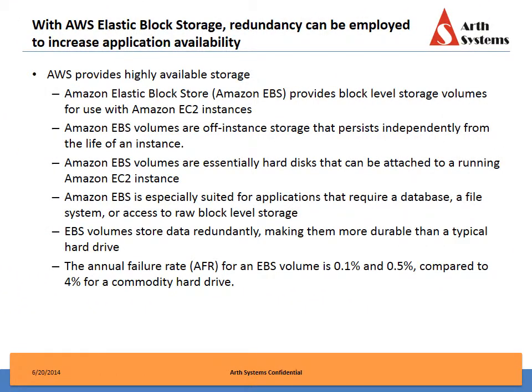AWS Elastic Block Storage can be employed to increase application availability. EBS provides block-level storage volumes that persist independently from the life of an instance and can be attached to any running EC2 instance. EBS volumes store data redundantly using snapshots that can be created, providing another layer of protection for your data.